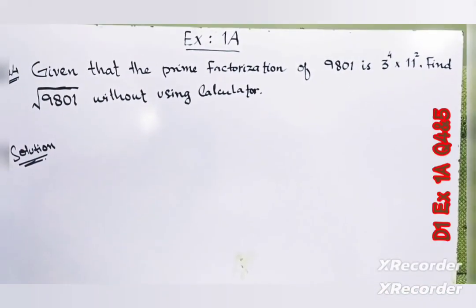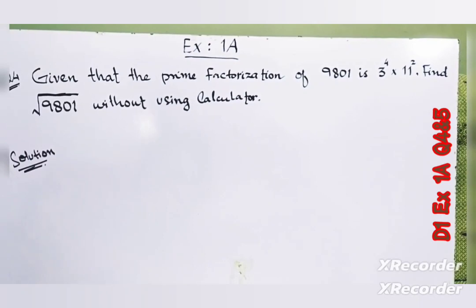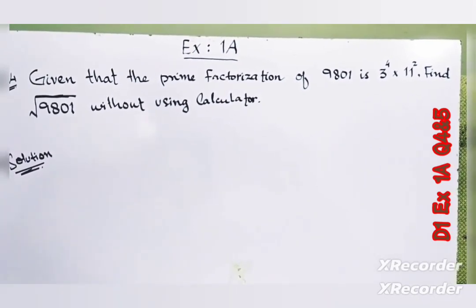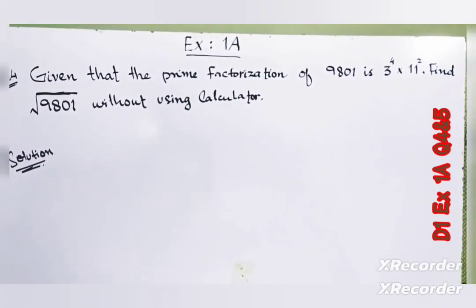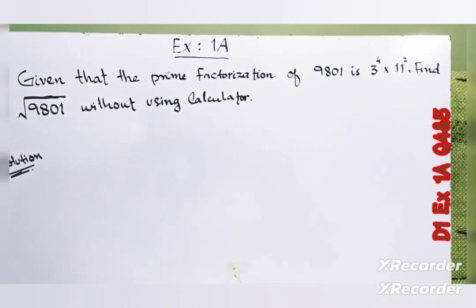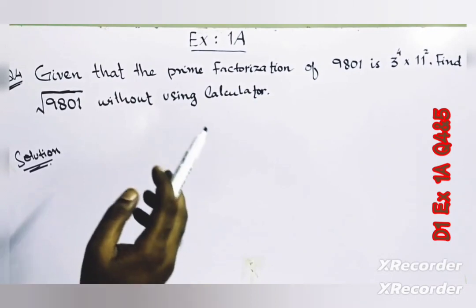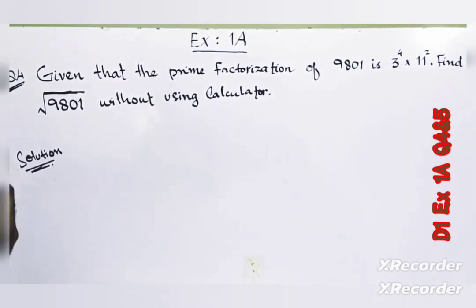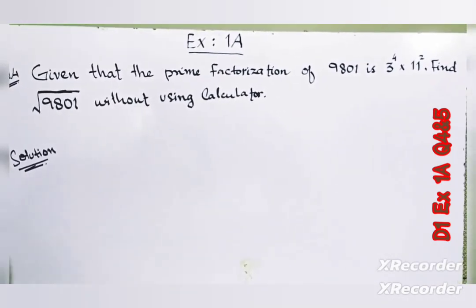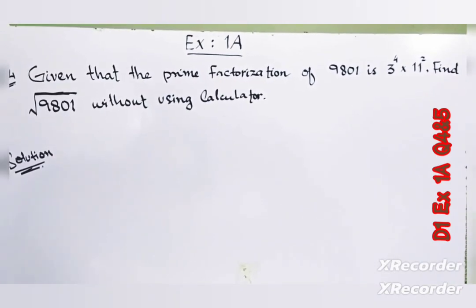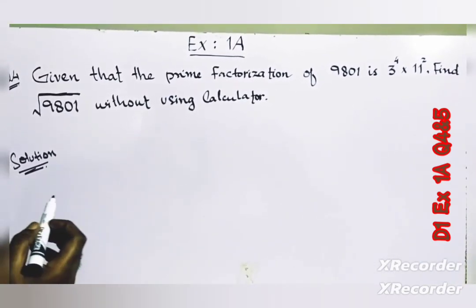Today we have to do the question number 4 from exercise 1A. The question is: given that the prime factorization of number 9801 is 3 index 4 multiplied by 11 index 2, find the square root of 9801 without using a calculator. So let's start doing this.